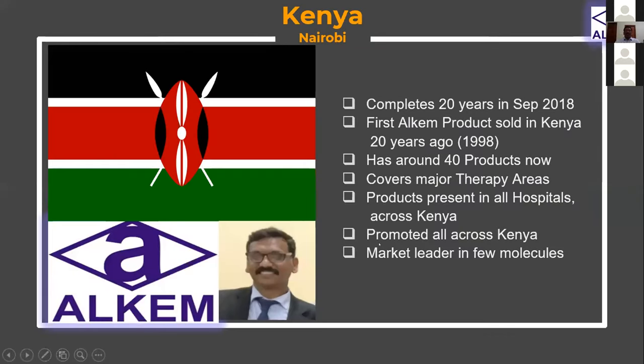In Africa, we have a presence across markets, including East Africa, where our major markets are Kenya, Tanzania, and Uganda. We are also in French West Africa and Central Africa, in Ivory Coast and other markets. In Kenya, in fact, Alkem is a very popular company, as we completed almost 20 years of operation in 2018. In fact, this is the first market for Alkem. As a company, when we started our global operations, the first foothold was in the Kenyan market.